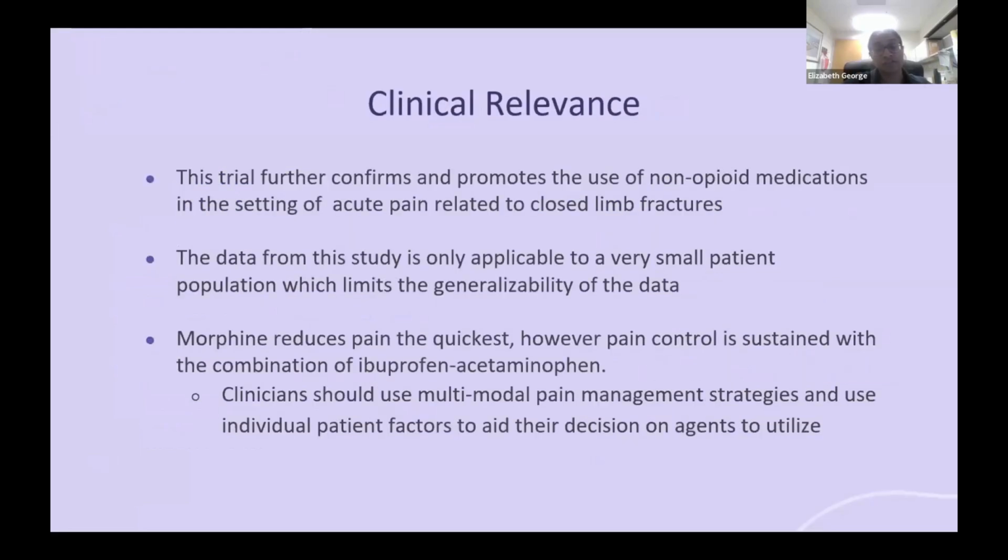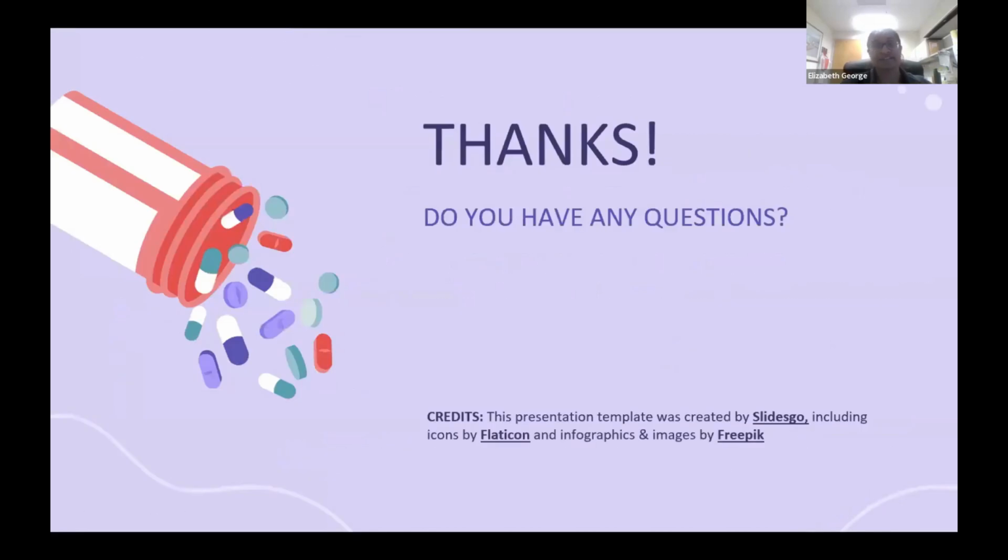And as for the clinical relevance, this trial further confirms and promotes the use of non-opioid medications in the setting of acute pain related to closed limb fractures. The data from the study is only applicable to a very small patient population, which limits the generalizability of the data. And the morphine showed the quickest reduction in pain. However, pain control is sustained with a combination of ibuprofen and acetaminophen. So overall, clinicians should use a multimodal pain management strategy and use individual patient factors to aid their decision on what agents to utilize. These are the references, and I'll take any questions.